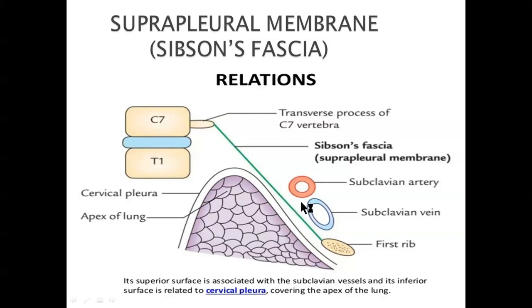All right, and in front is a very important point. In front of that, we have the subclavian artery and subclavian vein. So the subclavian artery and subclavian vein are separated from the apex of the lung by your Simpson's fascia. Very clinical and very important point related to the exams. The attachment of the Simpson's fascia is from your C7 transverse process, C7, remember, till your first rib.